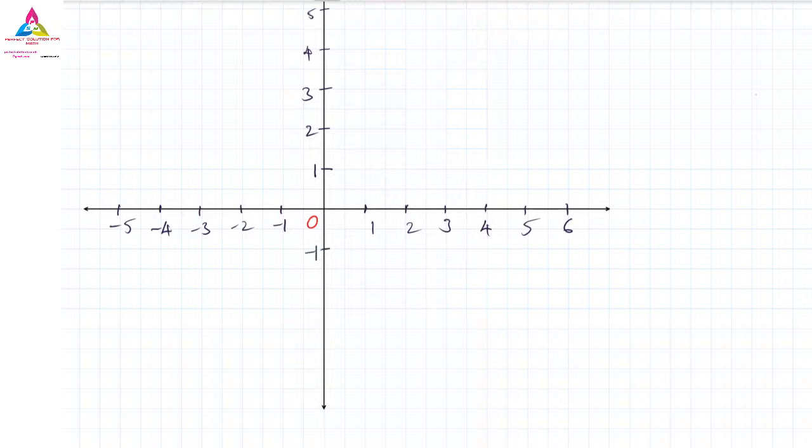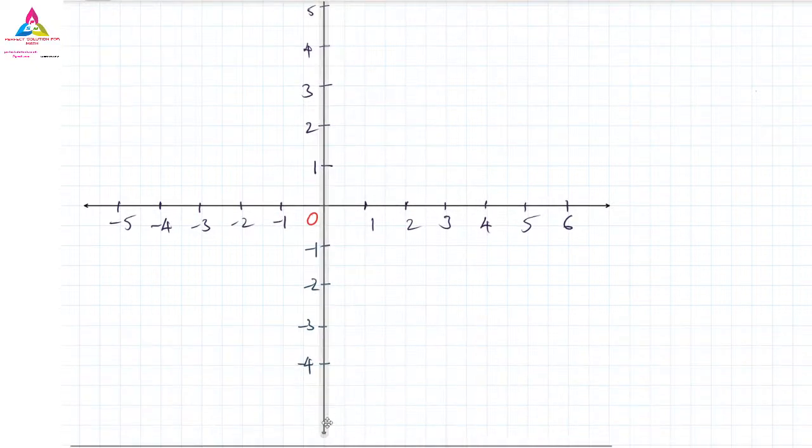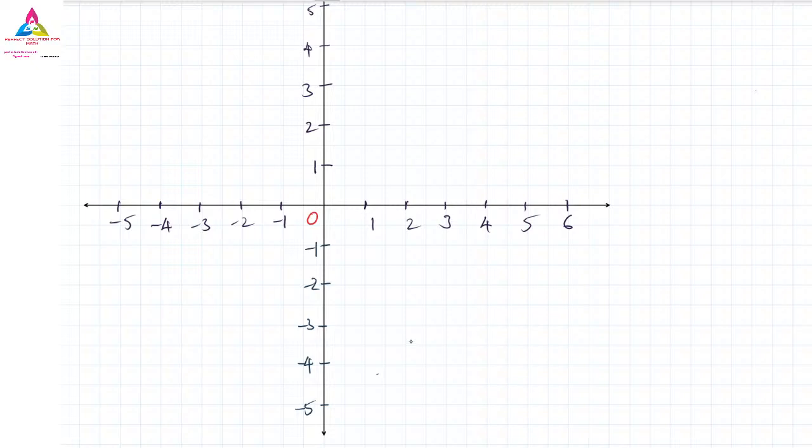See, I have left 2 centimeters equals to 1 unit. It is left to you. How much space you have, leave it. If you have more space, you can leave 3 centimeters equals 1 unit also. According to your graph, you have to see that. I don't have much difference here, so I am taking only 2 centimeters equals 1 unit.